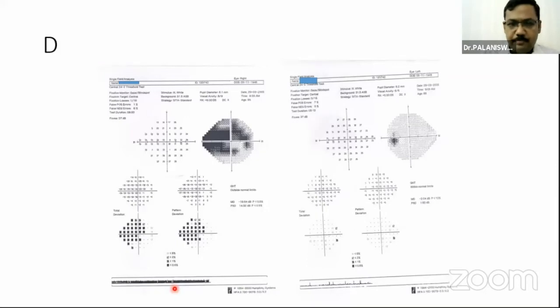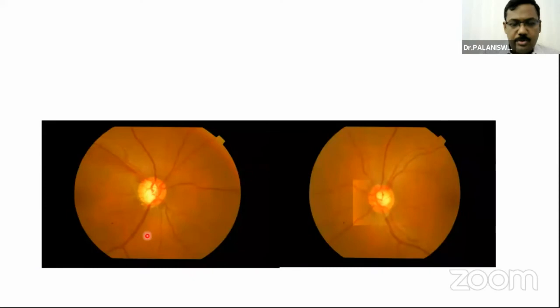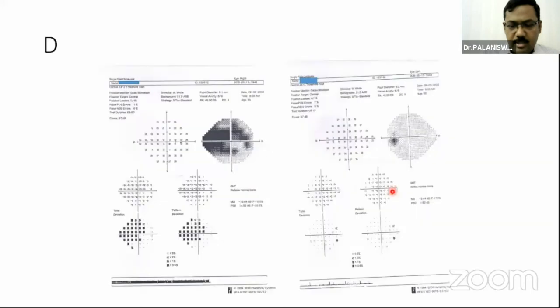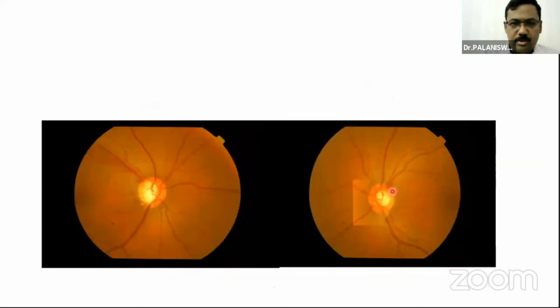So as you can see in the right eye, there is a bipolar notch. There is a retinal nerve fiber layer defect. There's a superior disc hemorrhage. And here again, there is a superior disc hemorrhage. Though the field appeared to be normal, there is a disc hemorrhage. So this is why we need to clinically correlate our findings.